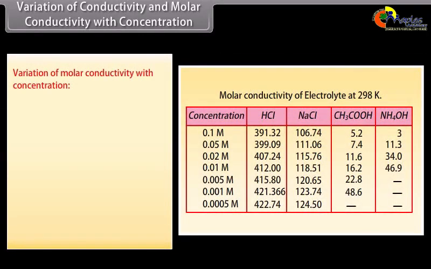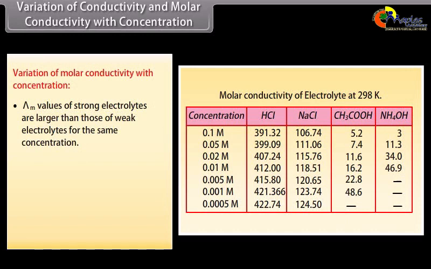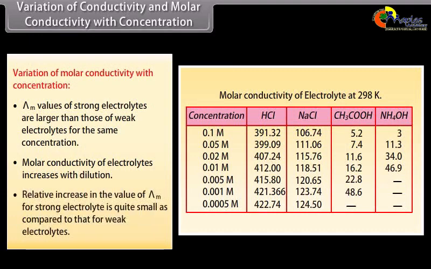Variation of molar conductivity with concentration. Lambda m values of strong electrolytes are larger than those of weak electrolytes for the same concentration. Molar conductivity of electrolytes increases with dilution. The relative increase in the value of lambda m for a strong electrolyte is quite small as compared to that for weak electrolytes.